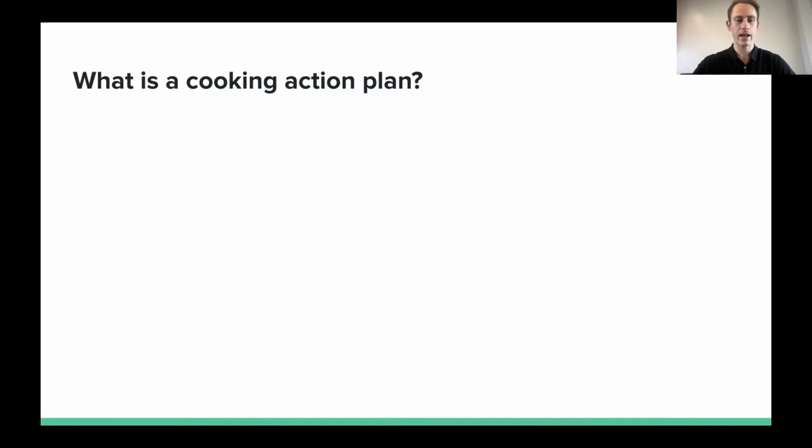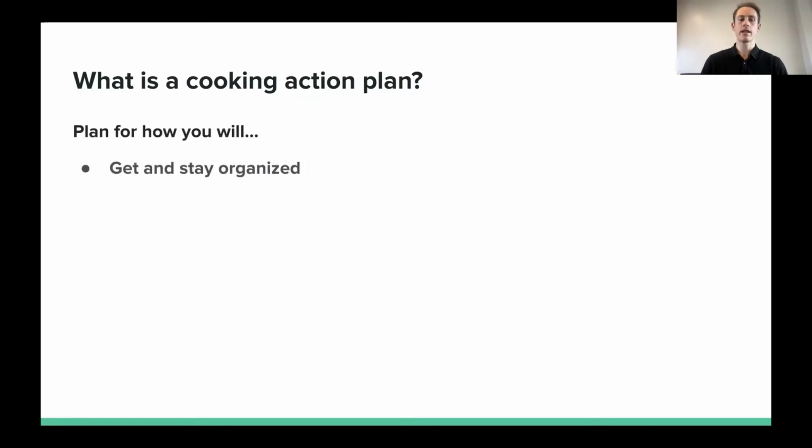What is a cooking action plan? So this cooking action plan is a plan for how you will get and stay organized. And it also will include the techniques that you're planning on using while you're cooking to make sure that you can be effective. And probably one of the most important parts of an action plan is the steps that you make to help you accomplish what you're doing.